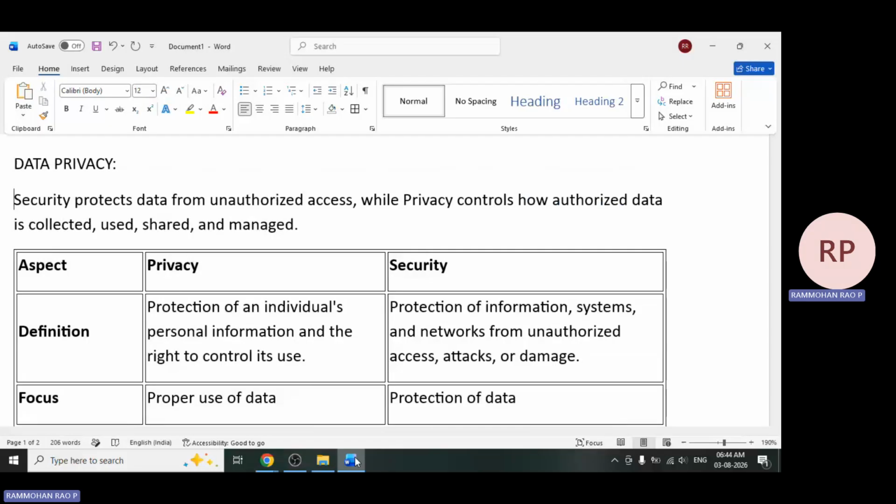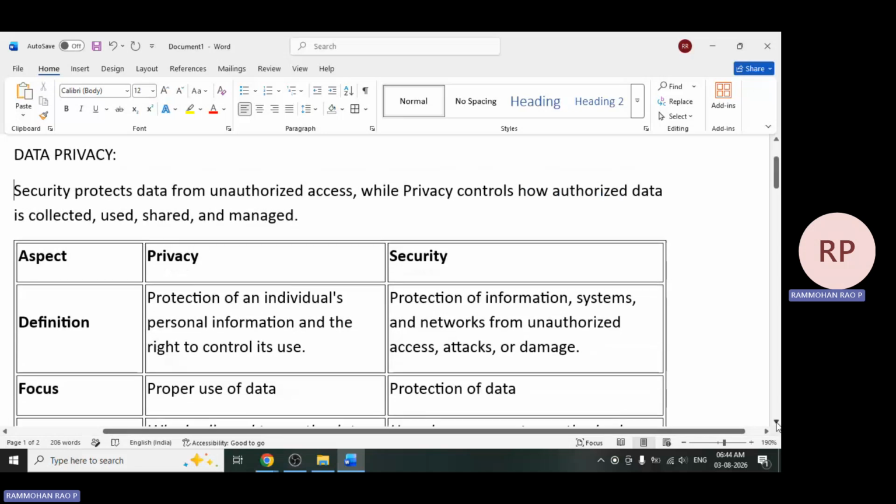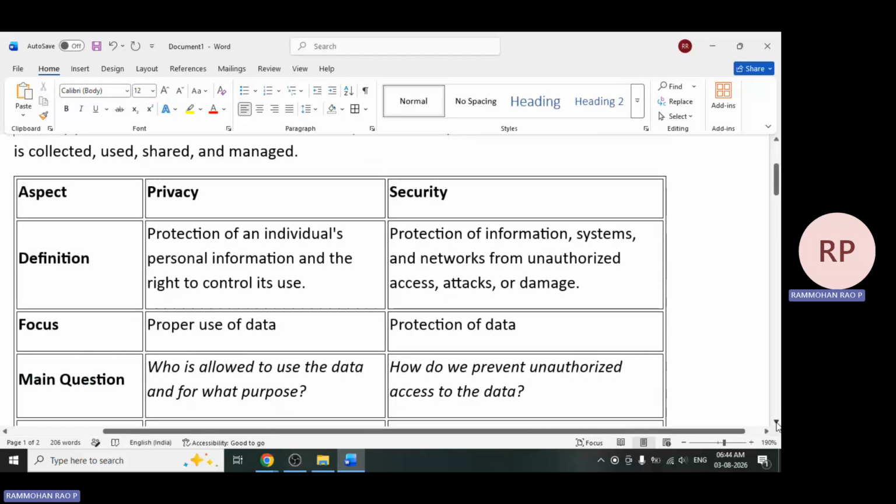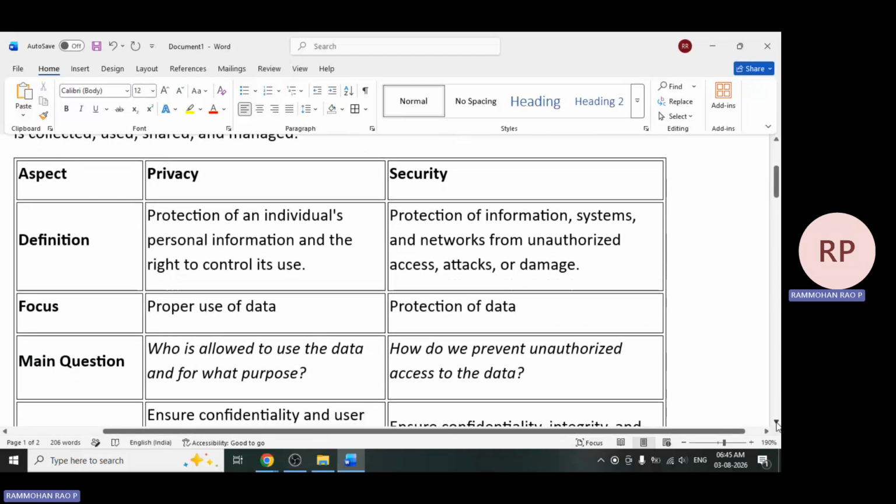So before we move on, let us see some standard differences between privacy and security. The definition of privacy: protection of an individual's personal information and the right to control its use is privacy. Protection from unauthorized access is security. In privacy, what is our focus? Focus is on proper use of data. Protection of data is the primary focus in security.